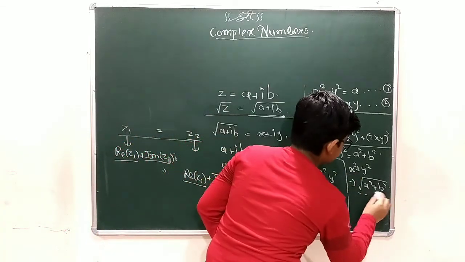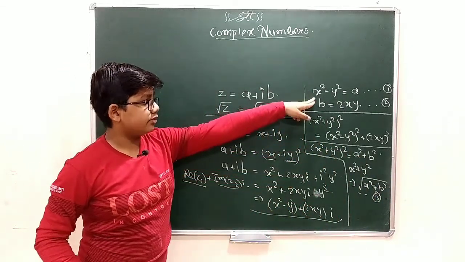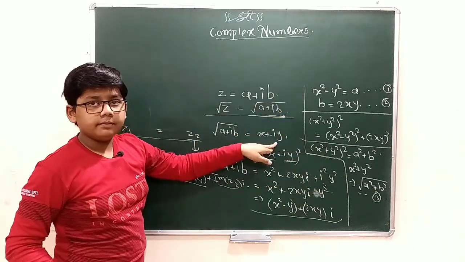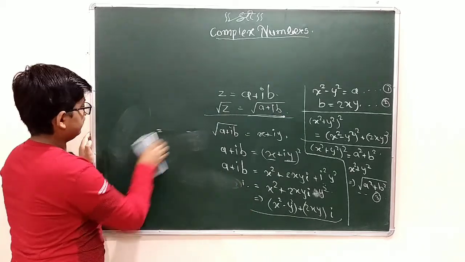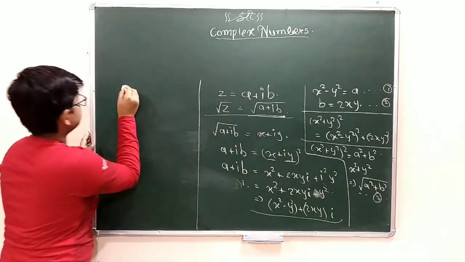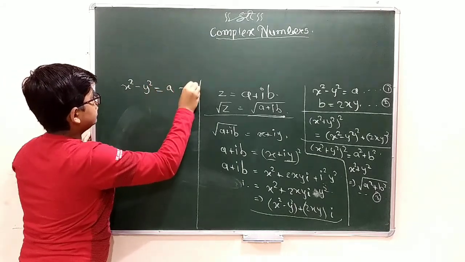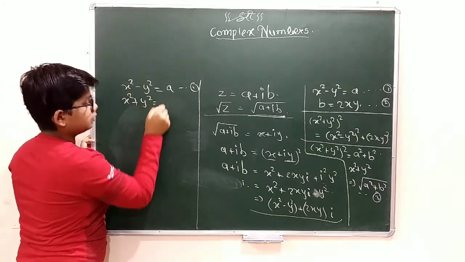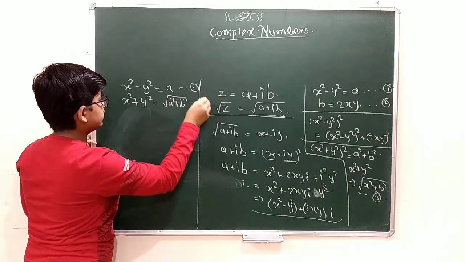Now we'll consider it to be equation number 3. Now by using equation 1 and equation 3, we can find the value of x and y. This is the first equation: x squared minus y squared is equal to a. The second equation is x squared plus y squared is equal to square root of a squared plus b squared. Equation 2.